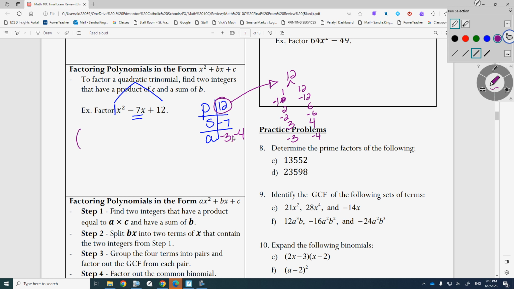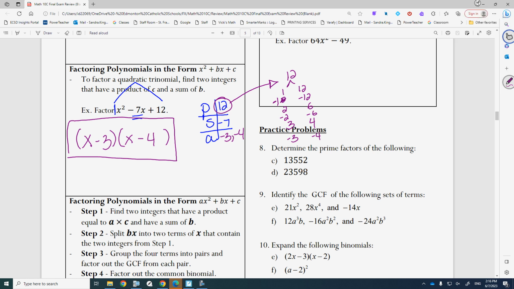Inspection questions are nice. Set up your two brackets. Put an X at the beginning of each bracket. One X is going to get a minus 3, and one X gets a minus 4. It doesn't matter which one you write first. It could be X minus 4, X minus 3, and that would be the same answer. That's inspection. Let's look at what a decomp question would be.